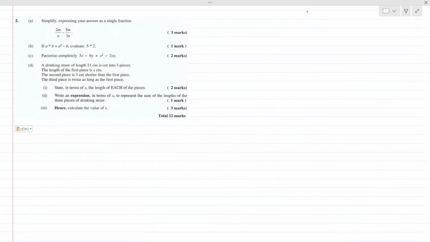All right, everybody's favorite topic now, algebra. And we're starting with algebraic fractions. What am I going to do here? Anybody know? I have 2m over n minus 5m over 3n.